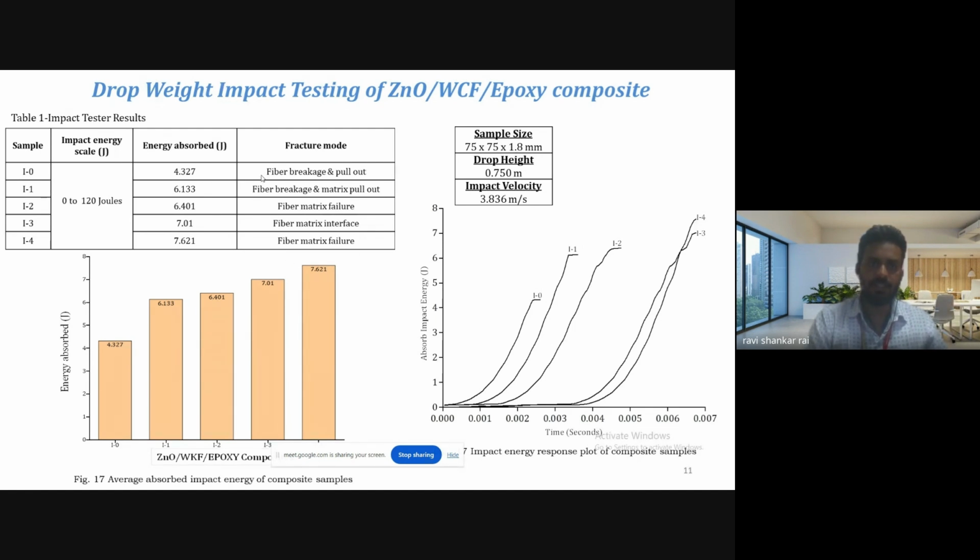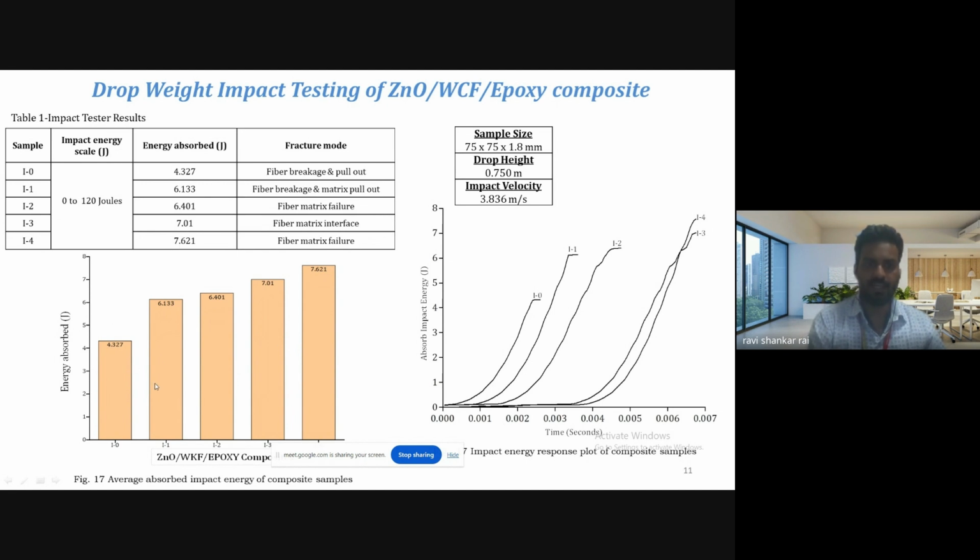As we can see from this table, after the drop weight impact testing, the energy absorbed by the sample started increasing, and we achieved the highest energy absorbed, 7.61, with the sample having 70 millimole concentration. There is a chance of growing at higher molar concentrations also, but once we went to 90 or 100 millimole concentration, agglomeration of the nanostructures developed. Those nanostructures were not hexagonal or not properly grown. That is why we stopped at the 70 millimole concentration.